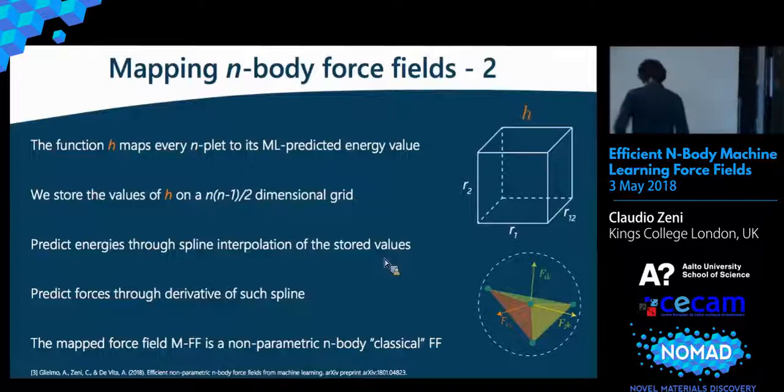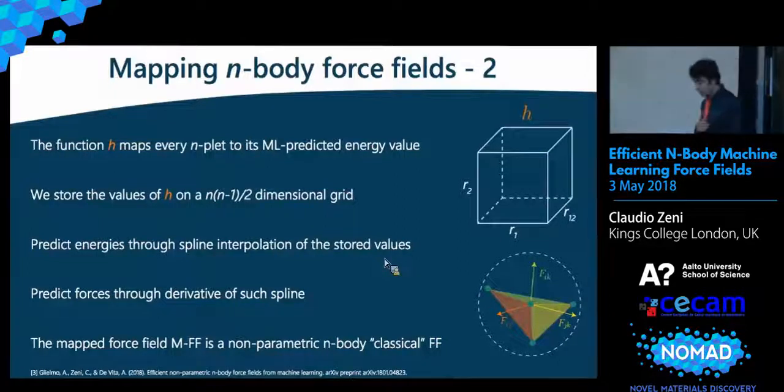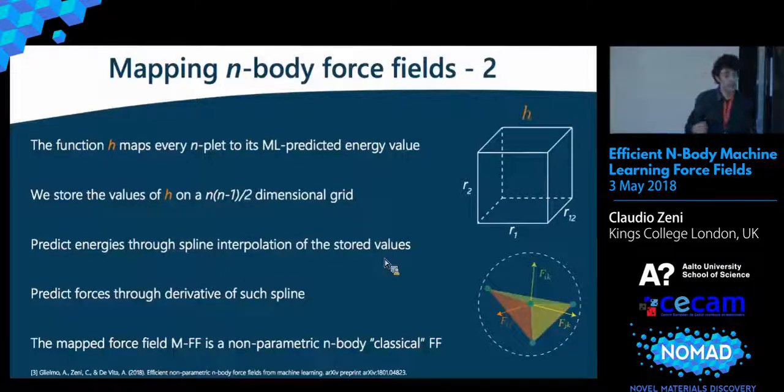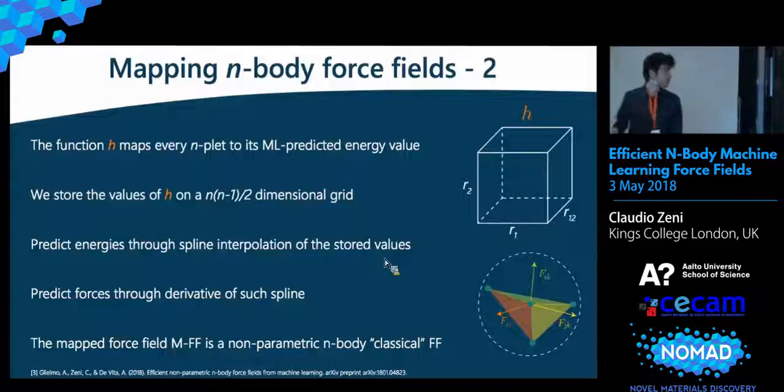And once we have done this, we basically forget about the whole Gaussian process, the whole machine learning, and we use this as if it were a classical potential. For every value of a triplet, we associate an energy, and we can simply use spline interpolation to get all the values, and we can get the forces simply by differentiating the spline. So what we get at the end is a non-parametric, n-body, classical-like force field.